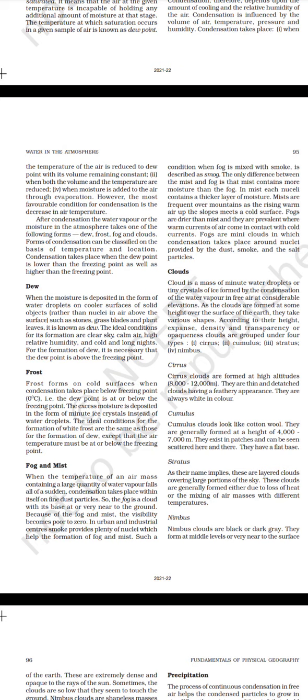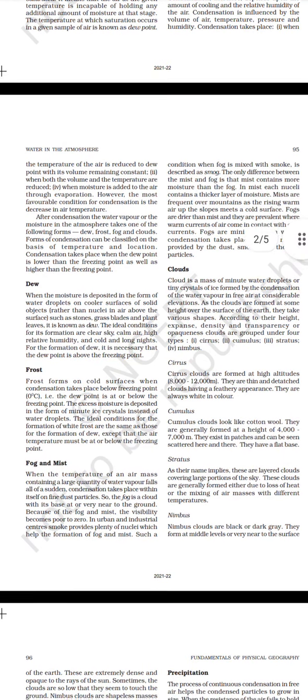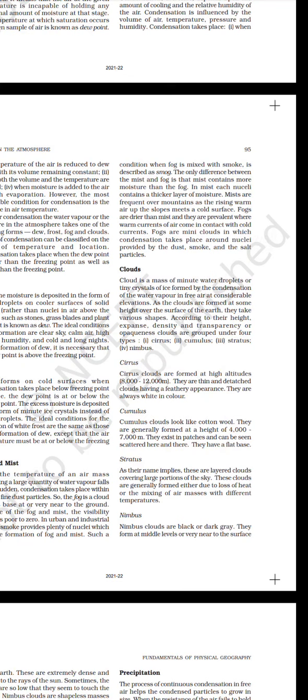Cirrus clouds are formed at high altitudes, 8,000 to 12,000 meters. They are thin and detached clouds having a feathery appearance. They are always white in color. Cumulus clouds look like cotton wool. They are generally formed at a height of 4,000 to 7,000 meters. They exist in patches and can be seen scattered here and there. They have a flat base.